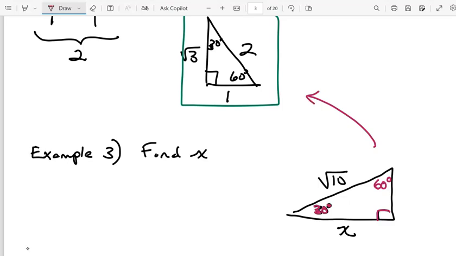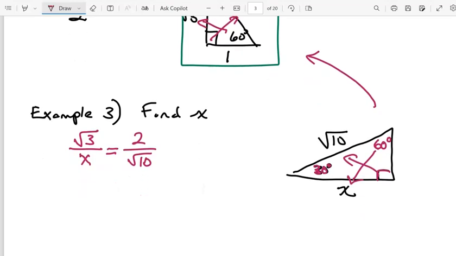In our triangle above, the square root of 3 is opposite the 60-degree angle. And in our triangle below, x is opposite the 60-degree angle. In the triangle above, 2 is opposite the right angle. In the triangle below, the square root of 10 is opposite the right angle. So we just have to match up those corresponding sides.